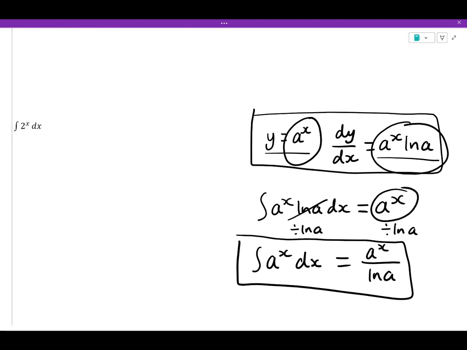Here, a is equal to 2, our base. Now we can write out our answer. It's going to be equal to, and then we write out this fraction with our value of a subbed in, so 2 to the power of x divided by ln 2. And of course, we would need our plus c. Let's have a look at another one.